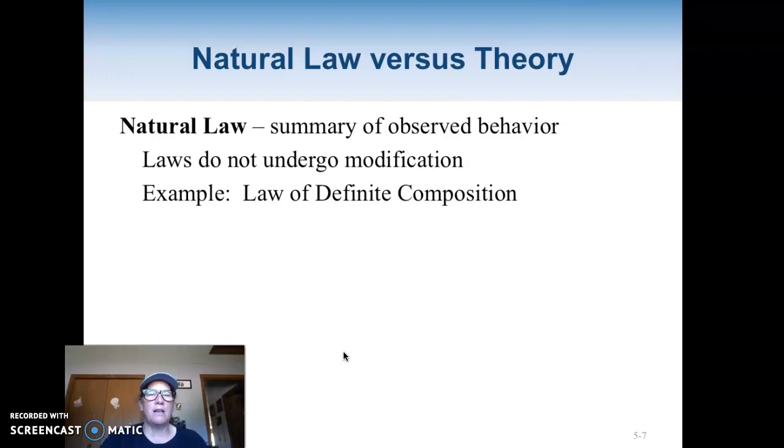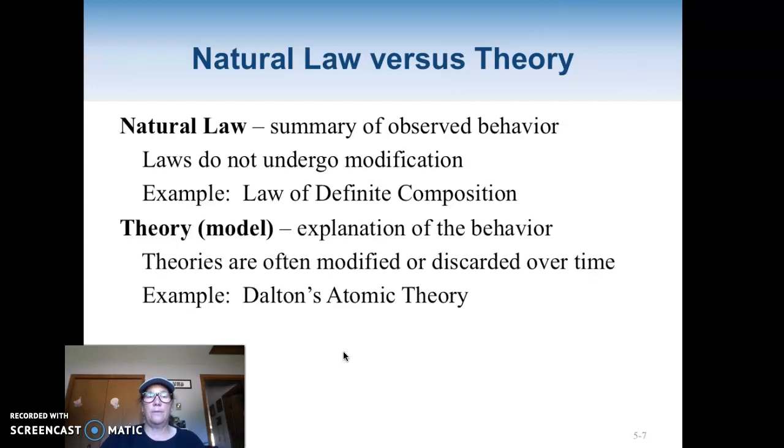Other examples would be the laws of motion. They are testable. I shouldn't have said it that way. They're something you observe that always happens. It's always the same. Whereas a theory is based on research that you do, and you come up with an idea based on the research that you did. So a theory is behavior explained. Like again, Dalton's atomic theory was him looking at a bunch of information and trying to organize it. It can be modified, and some theories have been tossed away. They were wrong. So theories can change, laws cannot.